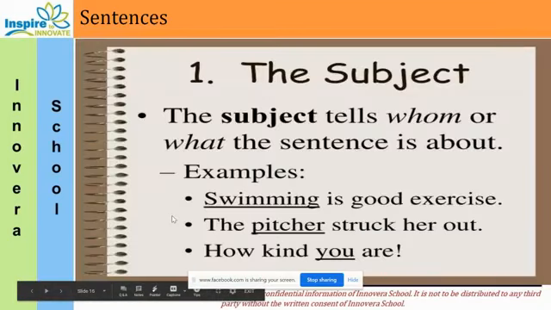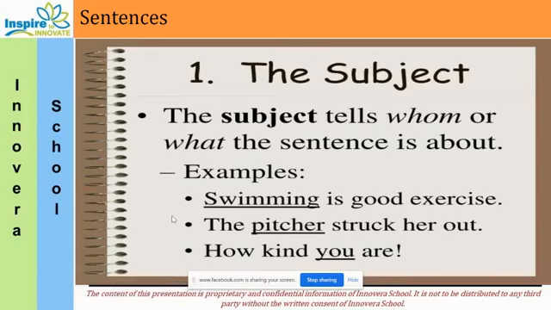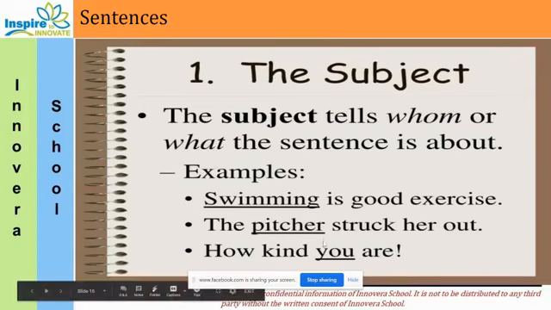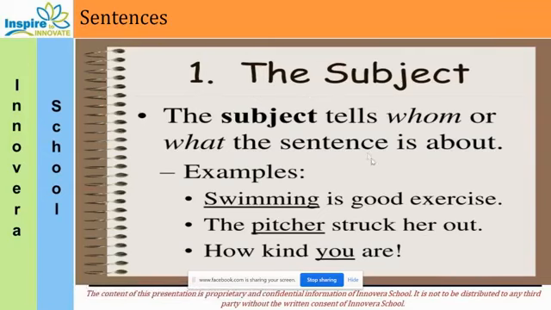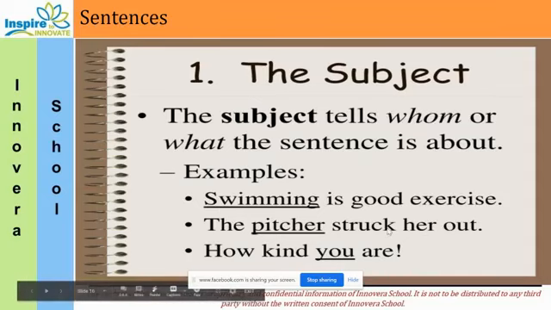Now let's see, there are different types of subjects also. We need to understand that too. The subject tells whom or what the sentence is about. Like swimming is a good exercise. Here swimming is the subject. Then the picture struck her. Here the picture is the subject. How kind you are. Here you is the subject. Fine.